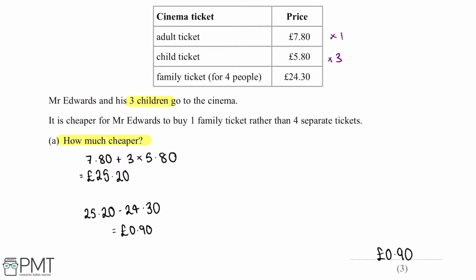Now the units in our answer is an important thing to remember for this question, as we'll lose a mark if we don't write our units. Now this question's worth 3 marks. We'll get our first mark for beginning our method to work out the prices of the 4 separate tickets. We'll get our second mark for the full method to work out the difference between the two prices, and our third mark for the correct answer with the correct units.